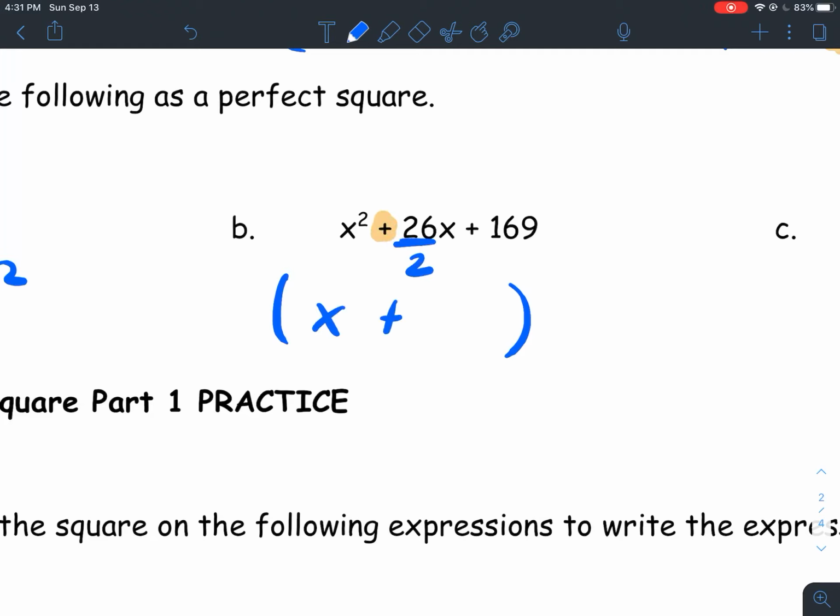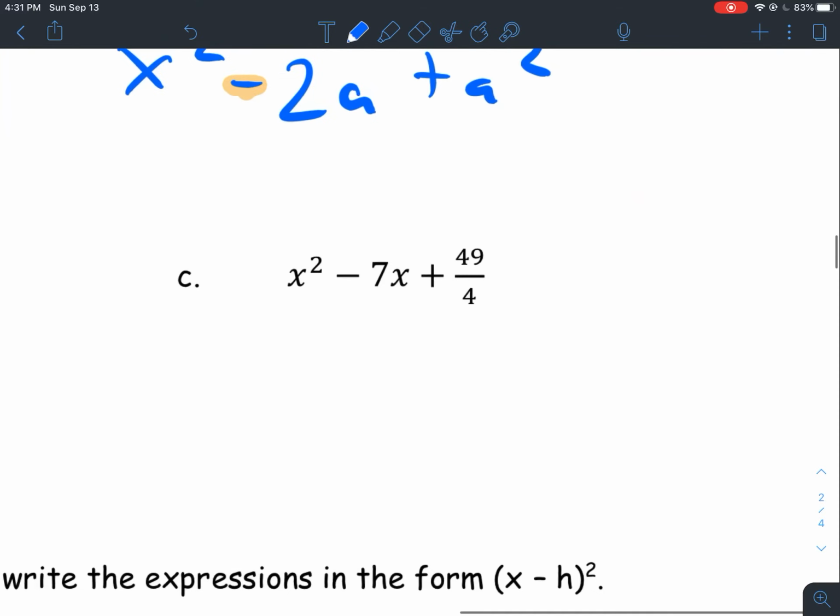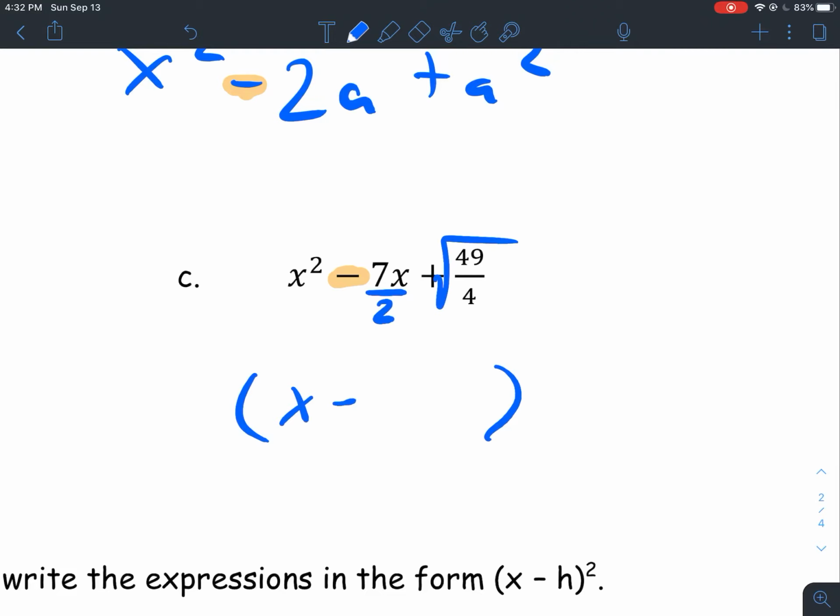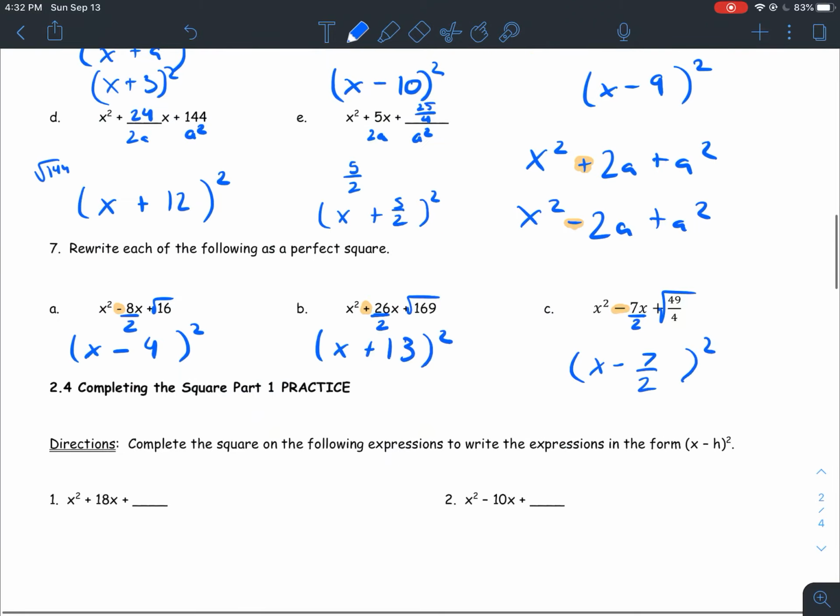This one, we know it's going to be an x plus because we've got a plus sign. And then to find our a, we could divide that by 2, which would give us 13. Or we could take the square root of 169, which also gives us 13. Then here, we know it's going to be a minus because there's a minus sign here. Then again, we could divide, so we can get 7 over 2, or we could take the square root of that, which also gives us 7 over 2. And that would be our answer.